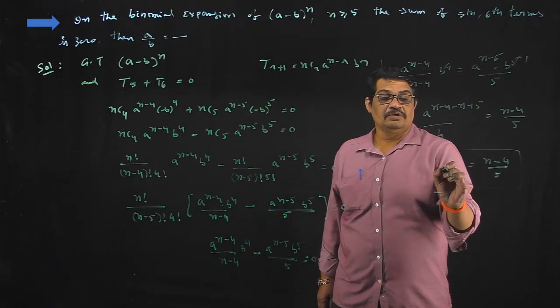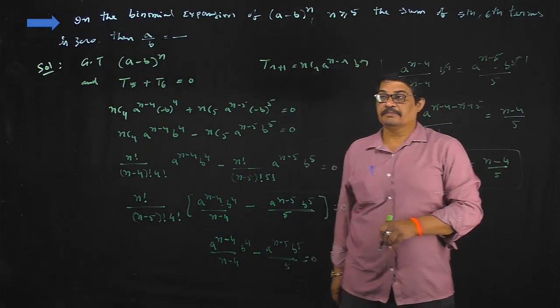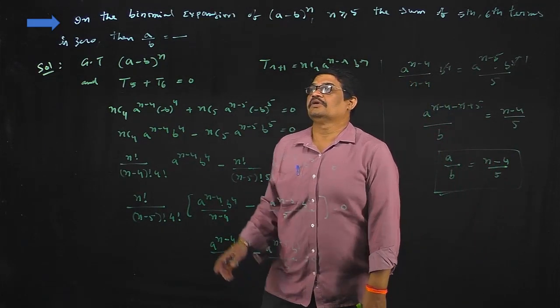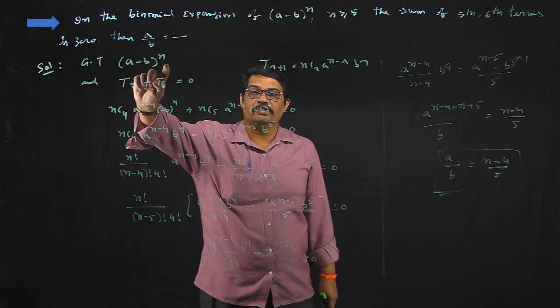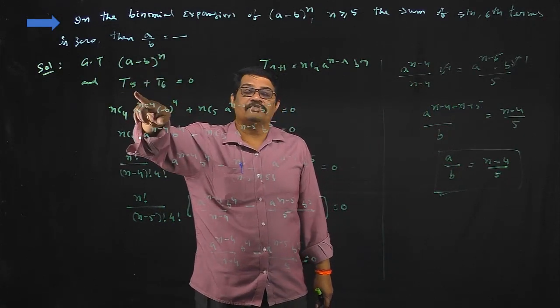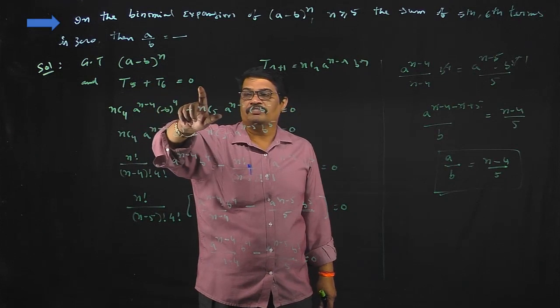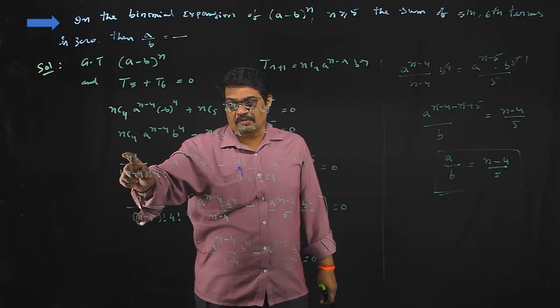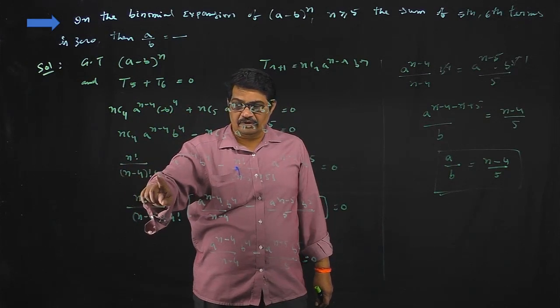This is the value of a by b. So the given expression is (a minus b) whole power n. In that, the sum of the fifth term and the sixth term is 0. Now we are writing the fifth term and sixth term. Now we take common n factorial by (n minus 4) factorial into 4 factorial.